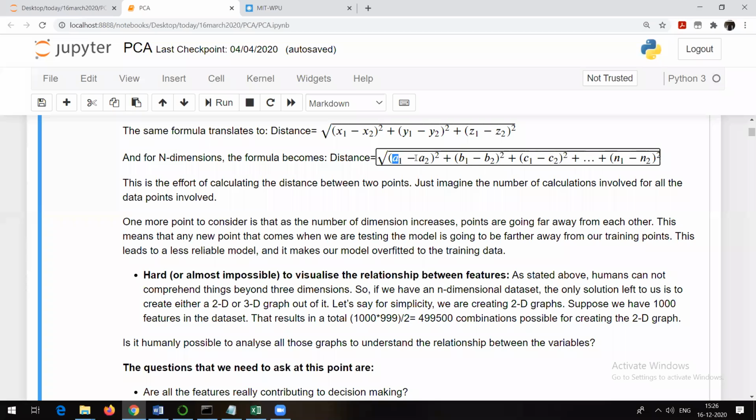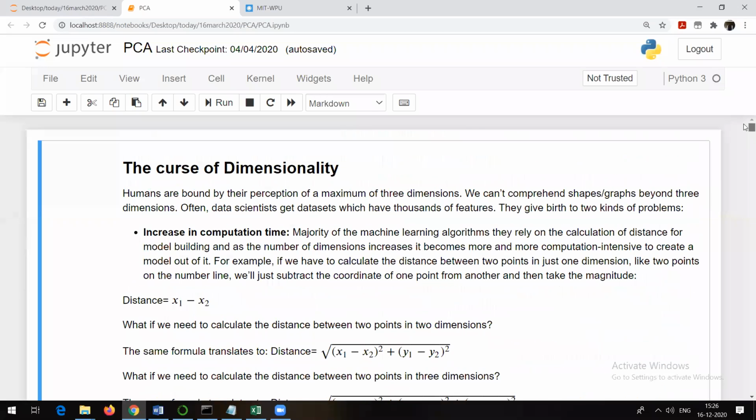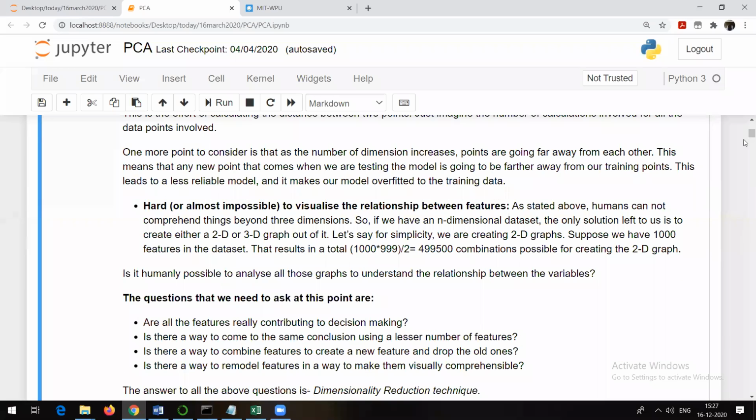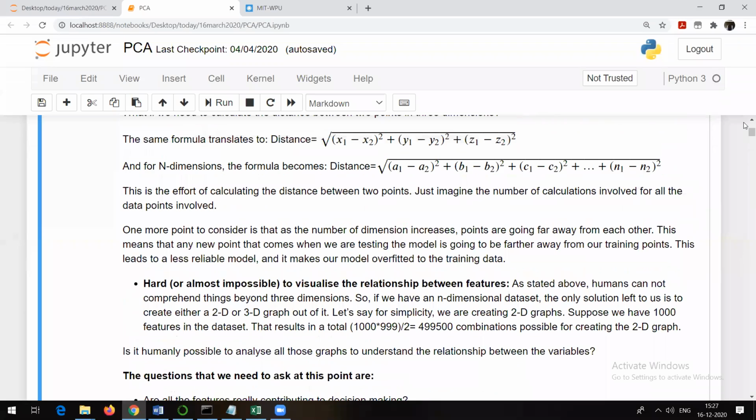So this is nothing but the curse of dimensionality. Because of the increase in the number of dimensions, the number of calculations is going to increase, and the processing time required is going to be more. So it is hard or almost impossible to visualize the relationship. Even if you try to visualize that kind of data, visualization is also going to take a lot of time.